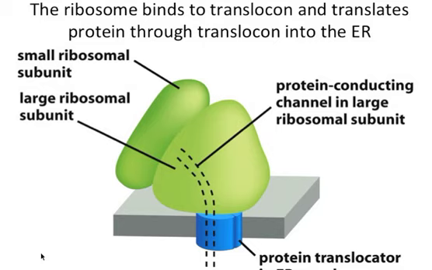So the ribosome binds to a translocon and translates the protein through the translocon into the ER, right? Protein, can it go just into the ER through the ER membrane? Can it pass right through? No. So it needs to go through some kind of channel. Yes?